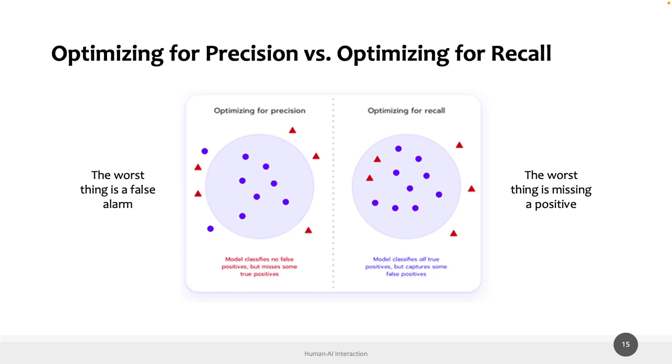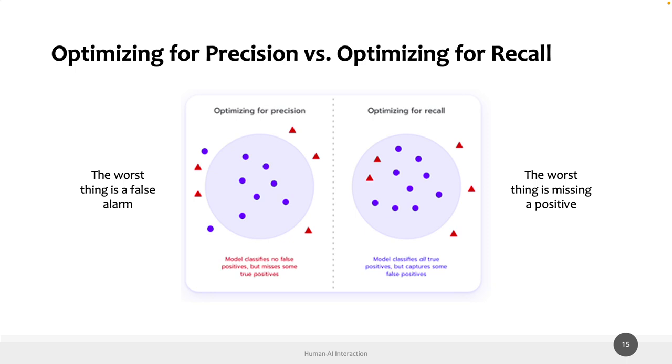So as you know from machine learning, when you are designing your AI system, you can choose to optimize for precision or optimize for recall. Typically, precision and recall are two conflicting metrics. So if you increase the precision, you reduce the recall, typically. And on the other hand, you can increase the recall, but then probably your precision will go down.